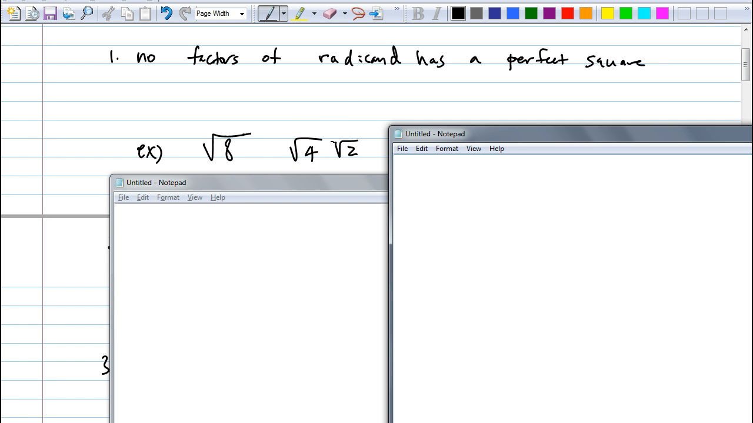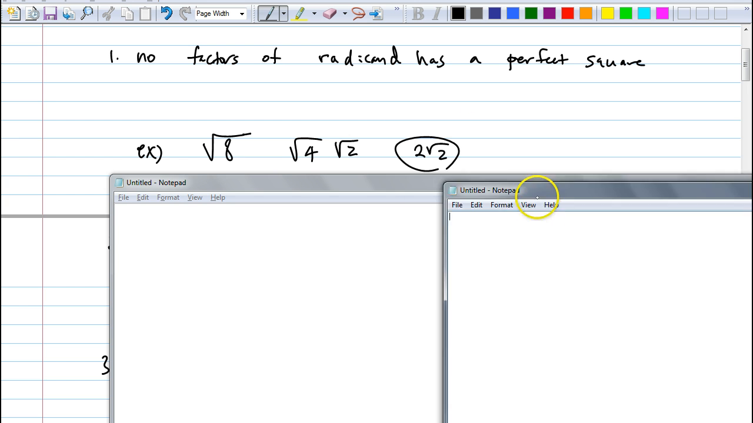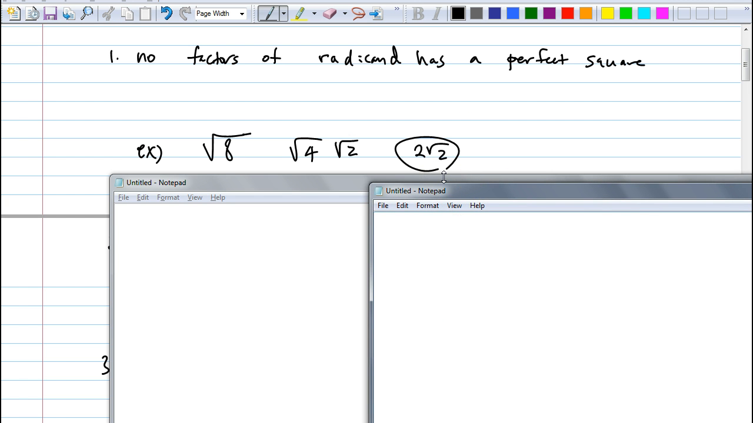What's the answer, Brandon, again? 2 rad 2, exactly. Do you guys understand what we're trying to say? This is something we already knew, right? So to simplify square roots, if the radicand has a factor that is a perfect square, you have to simplify that, right? We know how to simplify the radicand with perfect squares as its factor. Any questions? All right, let me show you the second rule.